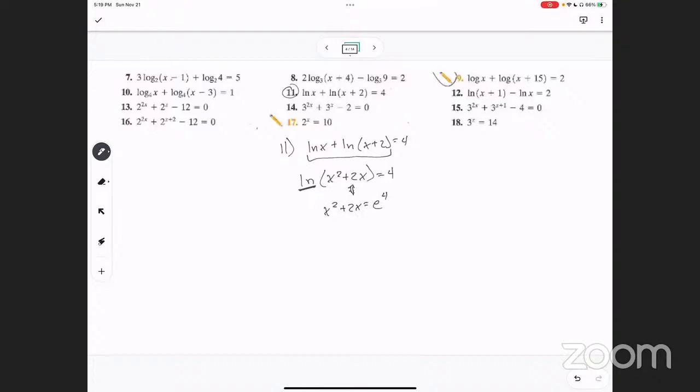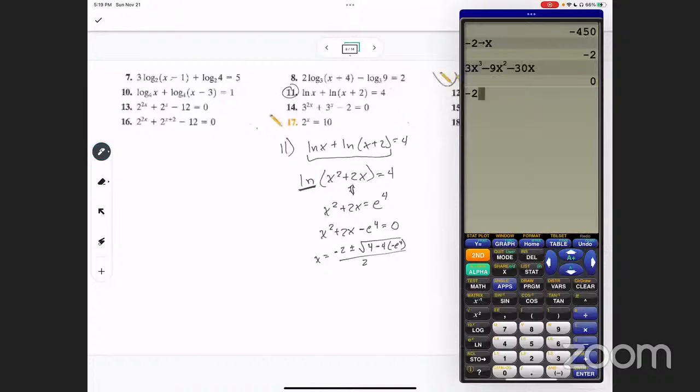You understand how I got there? Yeah. Using the equivalence. So now I get x squared plus 2x minus e to the 4th equals 0. And now I just use the quadratic formula to solve for x. So x equals negative b plus or minus the square root of b squared minus 4ac, where a is 1 and c is negative e to the 4th, all over 2a. Whoops, 2a is just 2. And then just plug that into your calculator and get a decimal approximation for it.